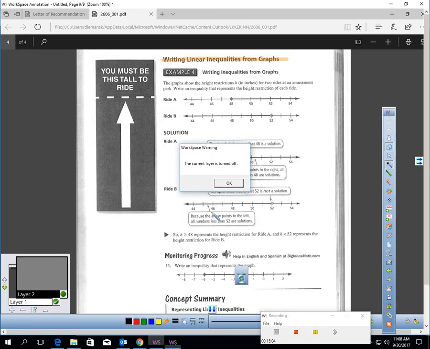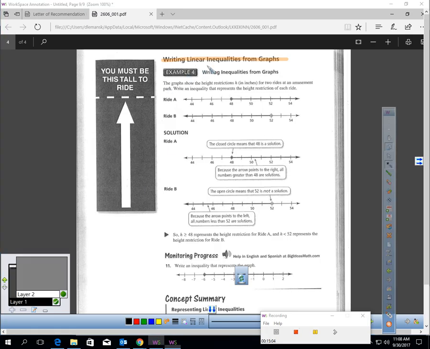Okay, so final part here, we want to be able to write a linear inequality from a graph. So here would be an example. The graphs show height restrictions in inches for 2 rides at an amusement park. Write the inequality that represents the height restrictions. So you can see we have a closed circle on ride A at 48, and we're shading right. That means my unknowns have to be bigger than or equal to 48. Okay, they used H, I used x, let me make that H. And you can see that matches what they have here.